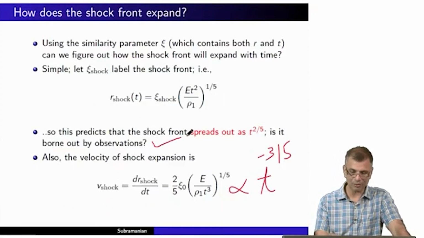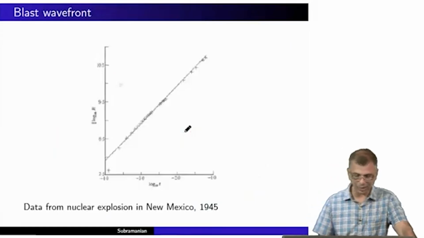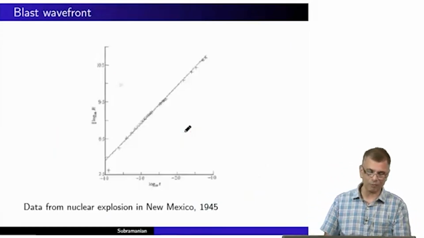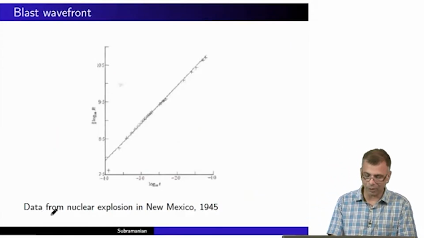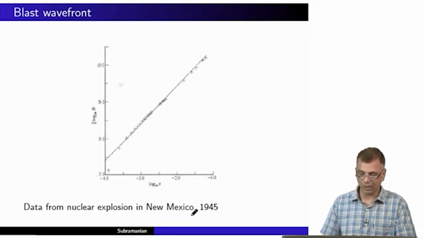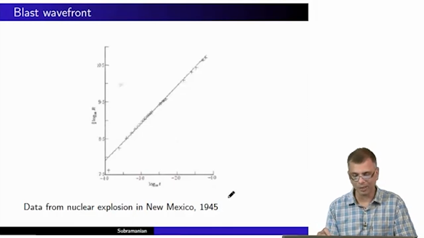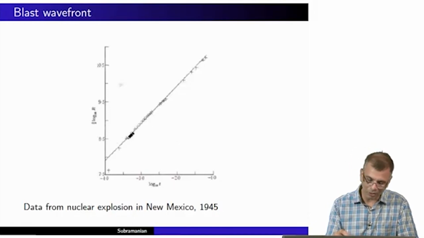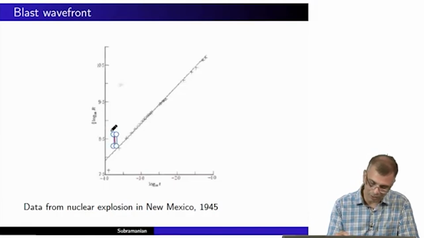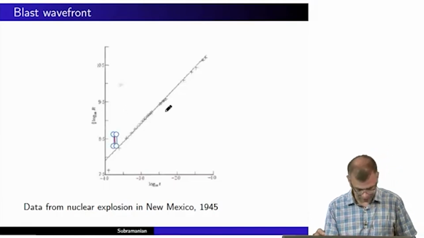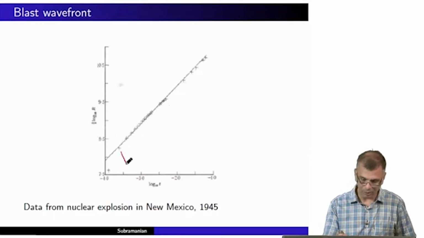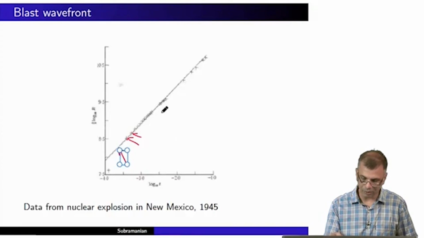Now this is an answer to this question, and this is data, very declassified data from a nuclear explosion in New Mexico in 1945. Mark the date. This is around the time that the Second World War ended. So these crosses here, there are many crosses here.